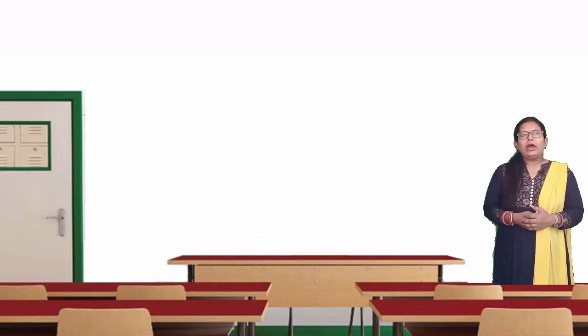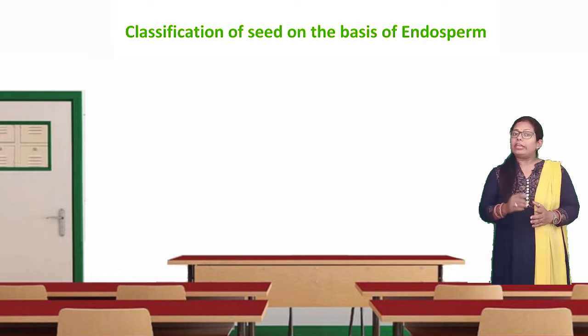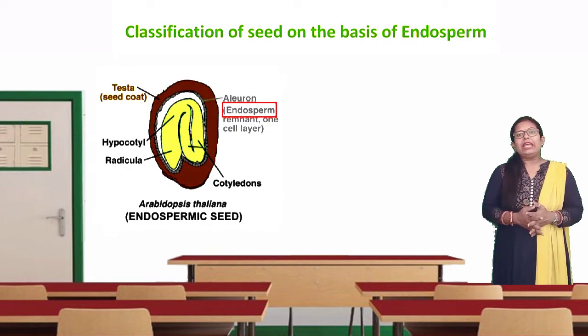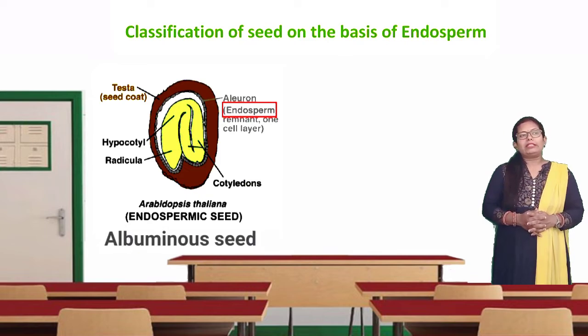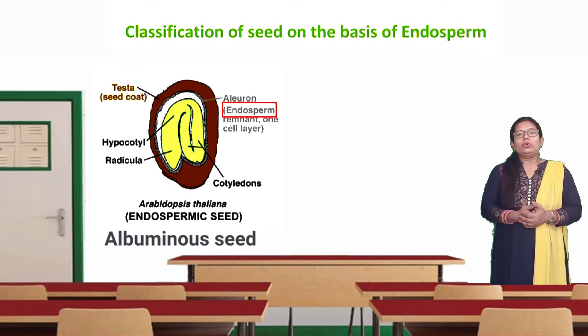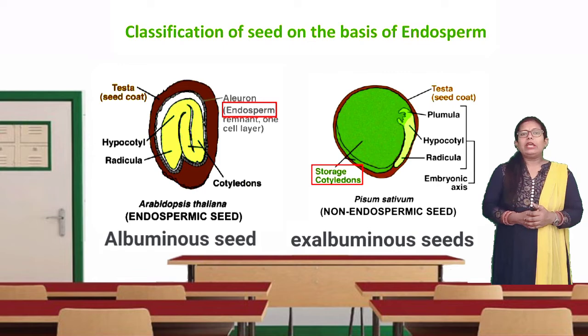Now we will talk about the classification of seeds on the basis of endosperm. If the seeds contain endosperm, then it is known as endospermic seed. Endospermic seeds are also known as albuminous seeds. Whereas if the endosperm is absent, then it is known as exalbuminous seed or non-endospermic seed.